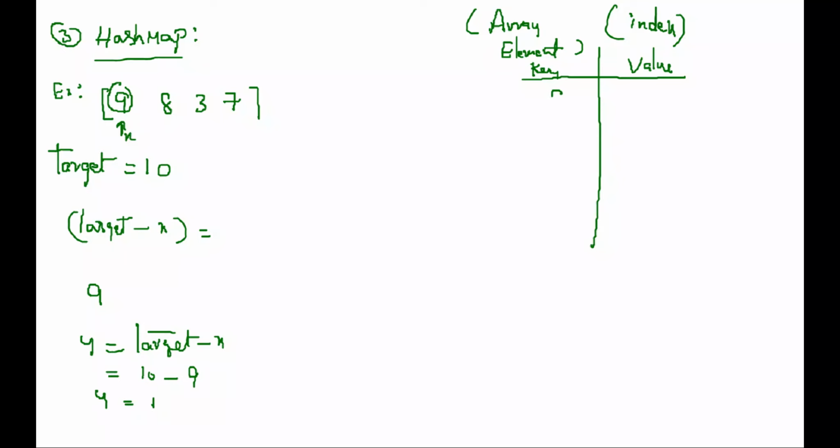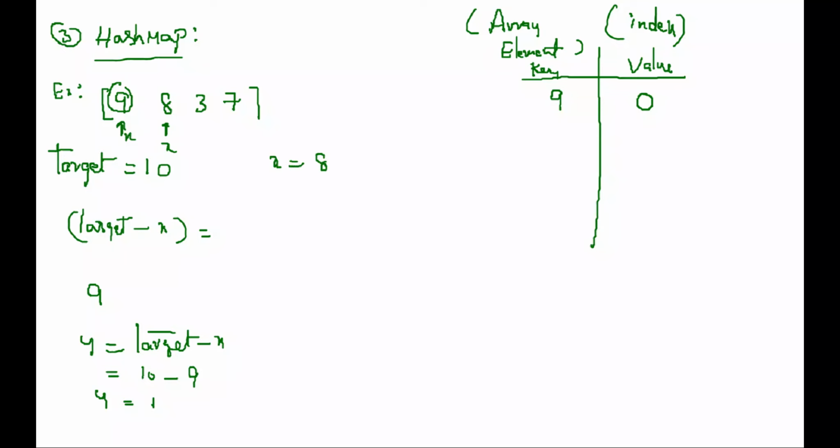So now the element is 9 and its index is 0. It is at index 0. Next, you move the x to the right hand side. So now it will be another x. So now what is the x value? X is equal to 8.